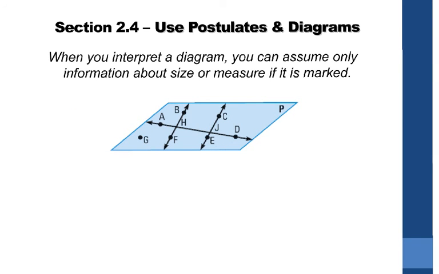Okay, we're going to be interpreting a diagram here, and we're going to look at what we can assume and what we cannot assume about diagrams. And it says here, when you interpret a diagram, you can assume only information about size or measure if it is marked. So certain angles or certain segments within the drawing, they have to have those little tick marks or angle markings on it to be assumed that they are true.